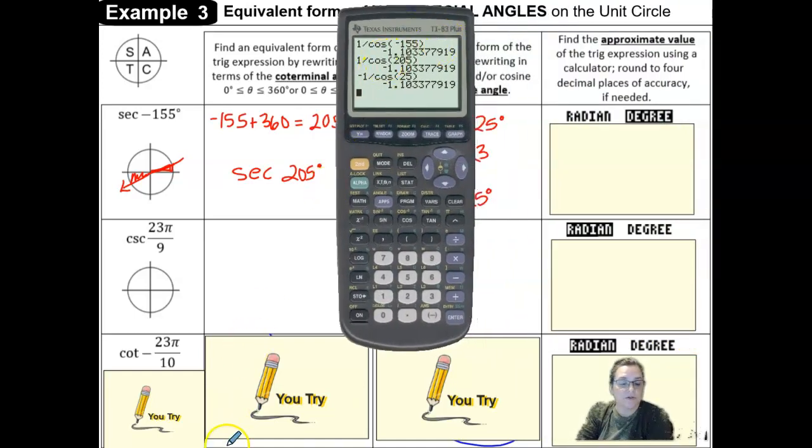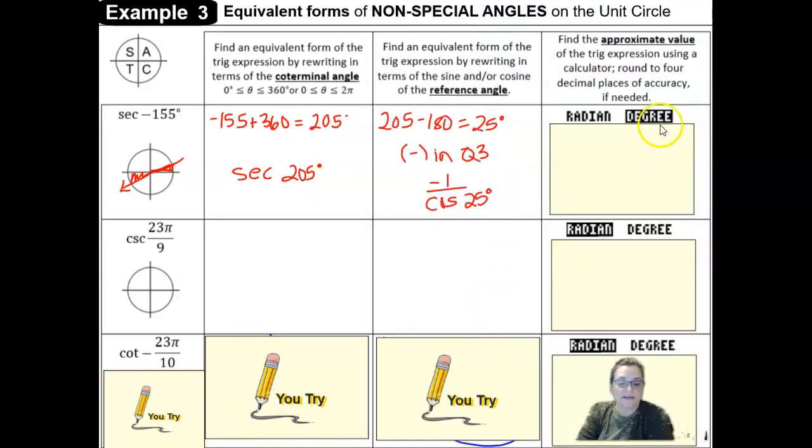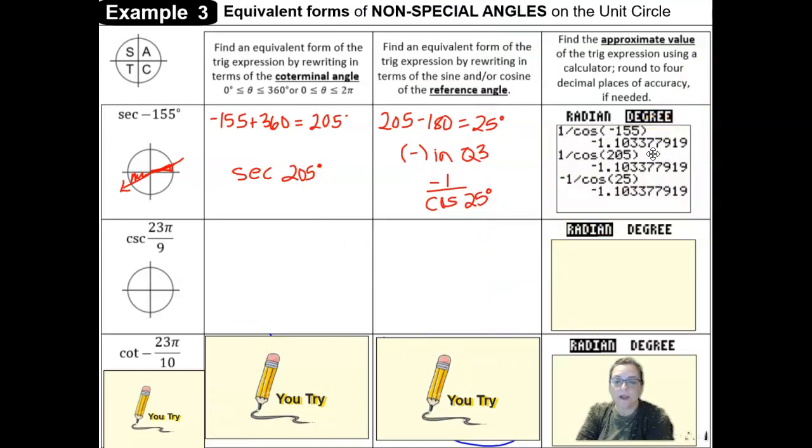So rounding to 4 decimal places of accuracy, our answer would be negative 1.1034 because the fifth value is a 7. Okay, then in the next example, we want to evaluate the cosecant of 23 pi over 9.